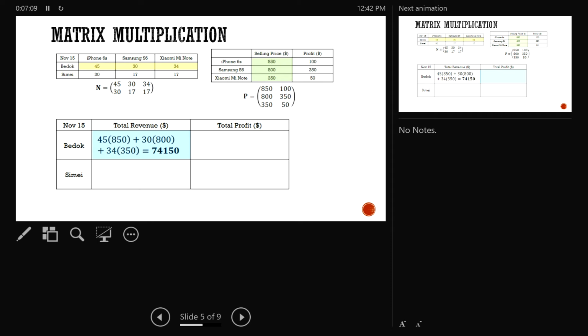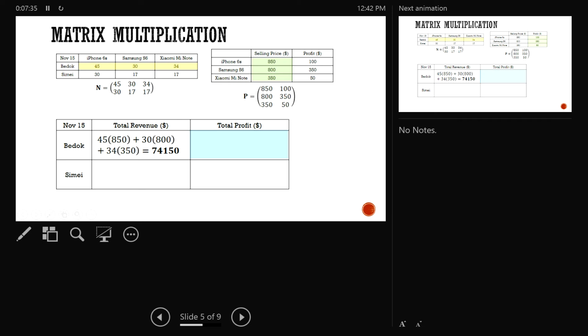Anybody managed to get 74,150 without me showing you the answer? 35, do you get a value? Okay. So next, what about the profit? Profit is found in which row, which column? First row, second column. So where do you think the answer will lie from the two matrices? First row of the first matrix.